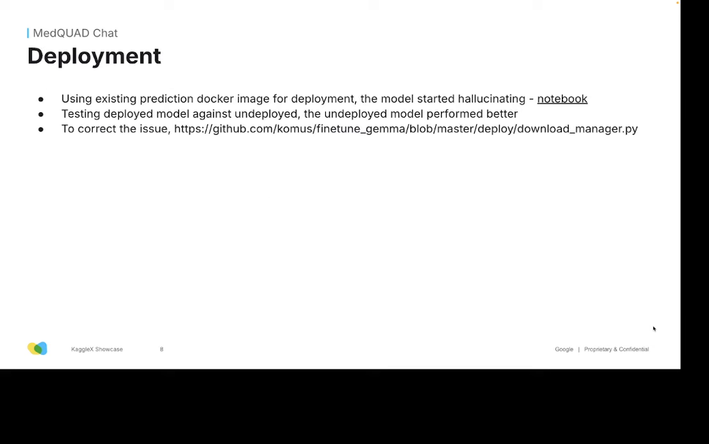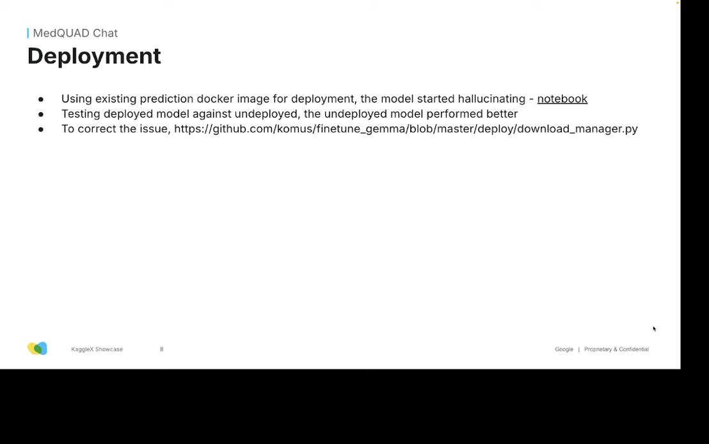After going through the steps, there was an evaluation done after the training of the model. After deploying the model, another phase of evaluation was done. It was discovered that while using the prediction Docker image for deployment, the model started hallucinating. So the model deployed on Vertex AI, which used the prediction Docker image, started giving us wrong information. Comparing the deployed model to the undeployed model, the one in the Google bucket, the undeployed model performed better than the deployed model.